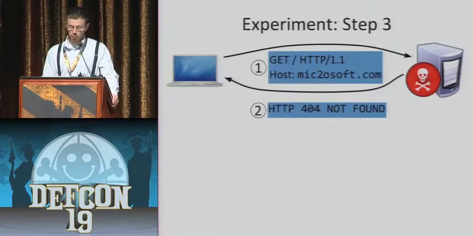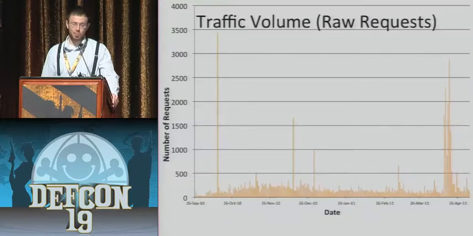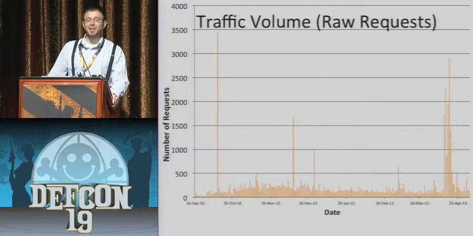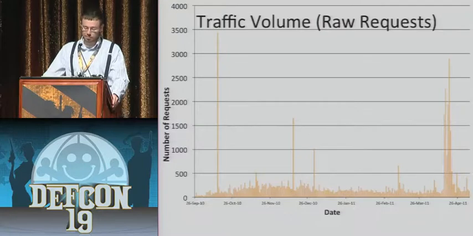The first thing that really surprised me is that people actually show up. This is the traffic volume of raw HTTP requests for a 6-month period from the end of September to the beginning of May. As you can see, there is a steady background stream of requests punctuated by several extreme spikes, the biggest of which was approximately 3,500 HTTP requests per day.